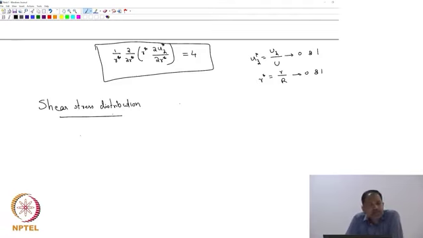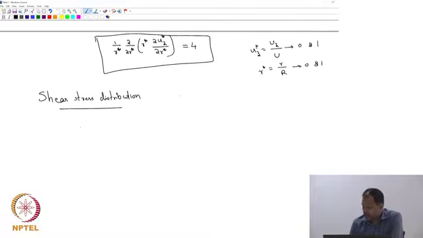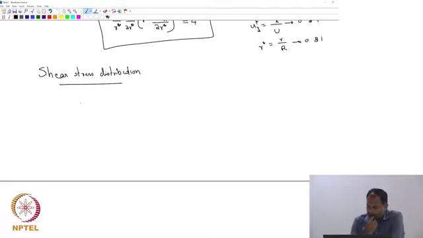So we want to calculate how shear stress is distributed, and looking at that is going to be a little more useful because it will tell you some nice detail about the flow. So can you calculate what is the relevant shear stress that I will have? Shear stress has how many components? It has 9 components in general in a 3D system.